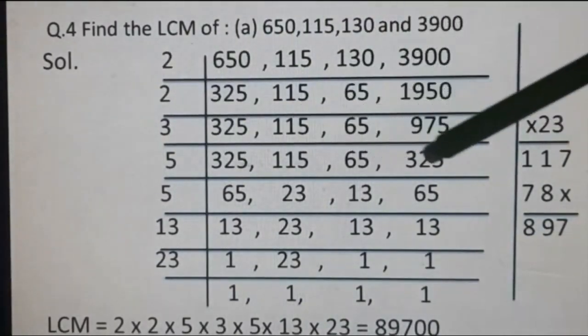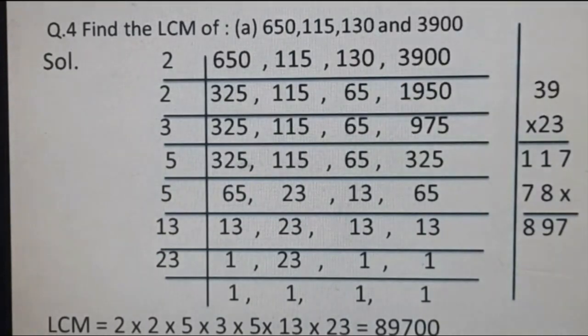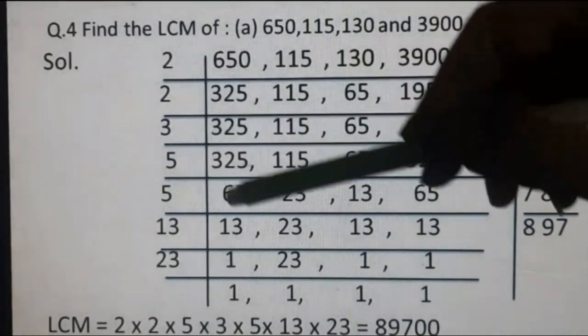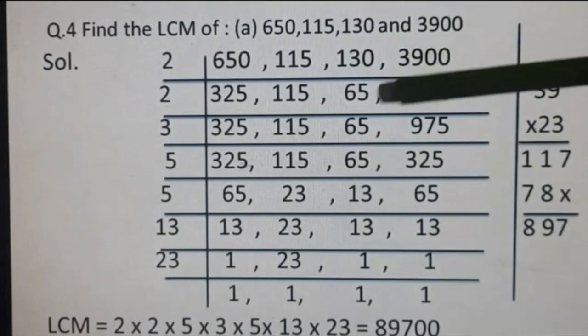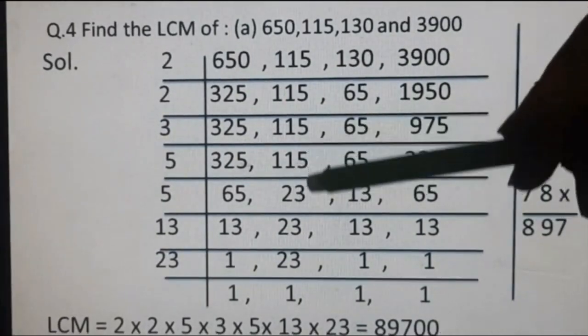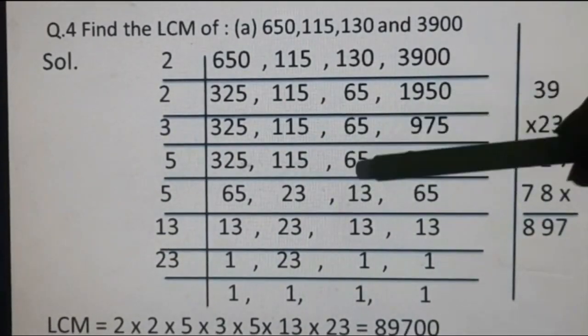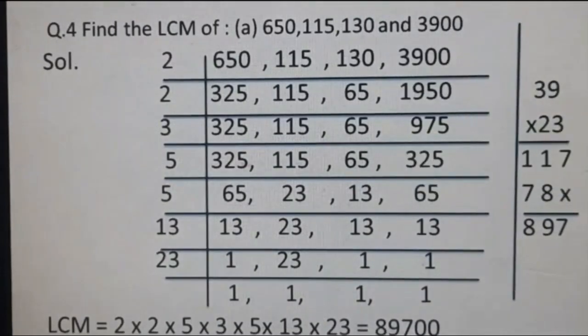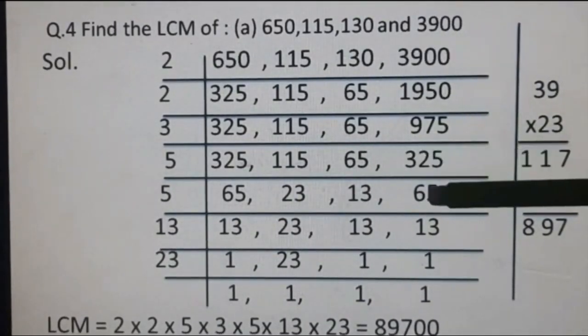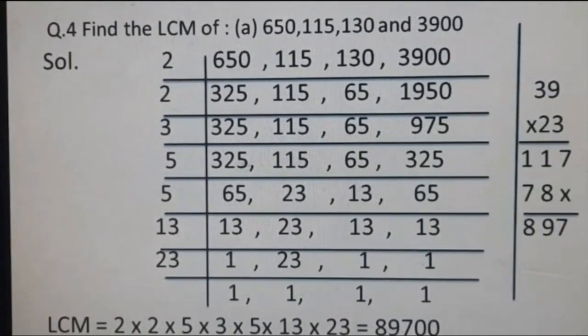5, 5, 5, 5. It means these all are divisible by 5. Okay. 5 6s are 30, 5 5s are 25, 5 2s are 10, 5 3s are 15, 5 1s are 5, 5 3s are 15, 5 6s are 30, 5 5s are 25.